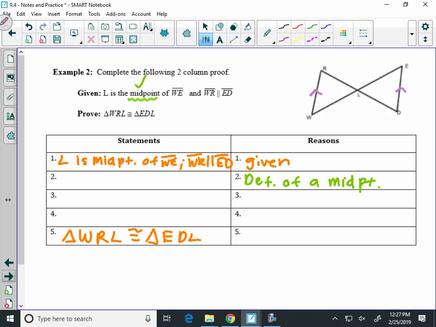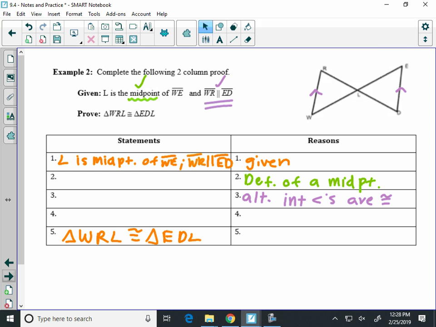We have parallel lines. Our reason, like 99% of the time, is going to be alternate interior angles are congruent. Whenever you're given parallel lines, another freebie, alternate interior angles are congruent. Took care of that. Got that reason. We'll talk about what to put in for the statement, but at least we have the reason down.